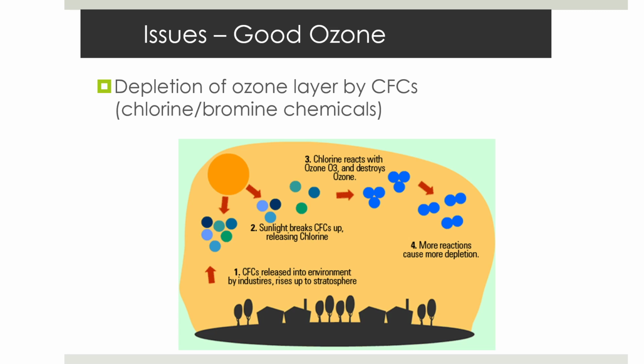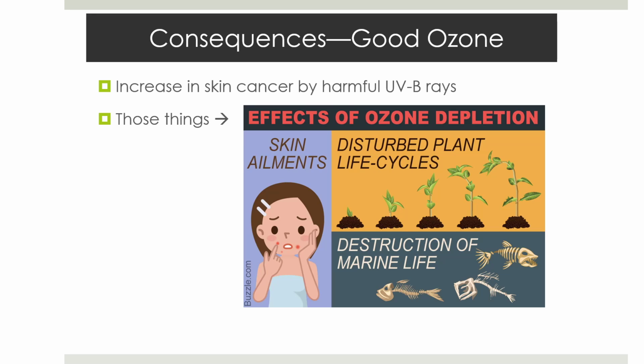So some of the issues with good ozone: we are seeing, or we have seen, a depletion of the ozone layer by CFCs, or chlorofluorocarbons. These are chlorine, bromine chemicals. Typically, these are your aerosols. Now, what happens is we release CFCs into the atmosphere through industries. They get into the stratosphere, and they're broken up by the sunlight and then destroy the O3 in the atmosphere, creating O2, which reduces the amount of O3. If there's less O3 in the atmosphere, we have less protection from the ultraviolet radiation, which is bad. This hurts humans and plants and animals.